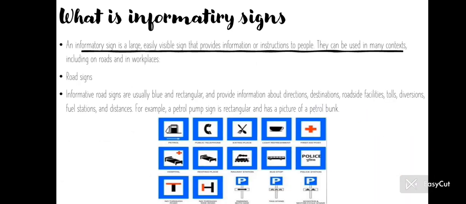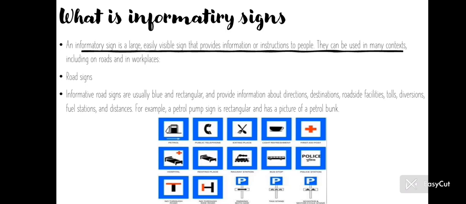Now next question, what are informatory signs? An informatory sign is a large, easily visible sign that provides information or instruction to people. They can be used in many contexts, including on roads and in workplaces. Information road signs are usually blue and rectangular and provide information about directions, destinations, roadside facilities, tolls, diversions, fuel stations, and distance. For example, a petrol pump sign is rectangular and has a picture of a petrol bunk. Actually, there are a lot of them here, like the picture of a petrol bunk and a phone booth. You can see there's a phone sign over there.